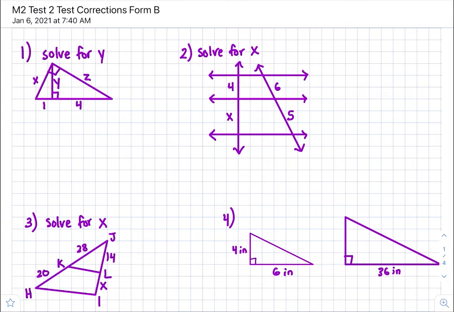Alright, here's your guys' test corrections for your guys' exam. So remember, you have to write down everything you guys see on the screen. You have to write down all the work that I do so that you guys get full credit for your test corrections. And remember, you have to get 100% on the redo test that I will be assigning today.